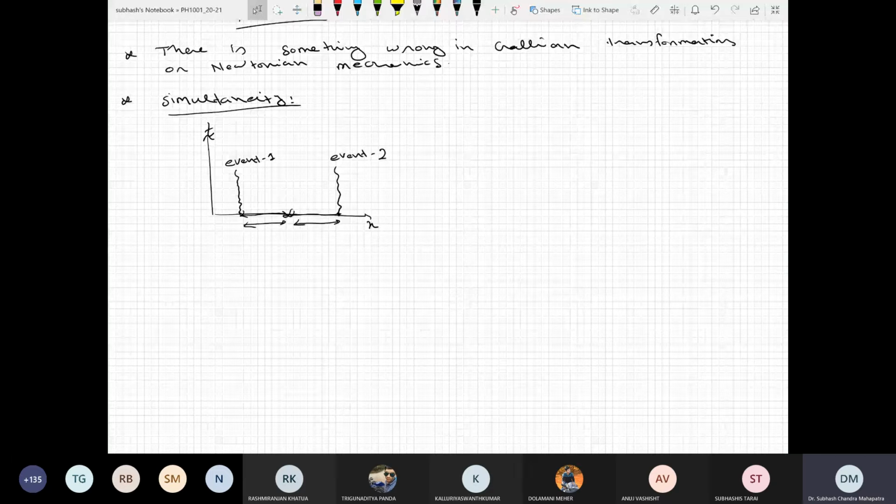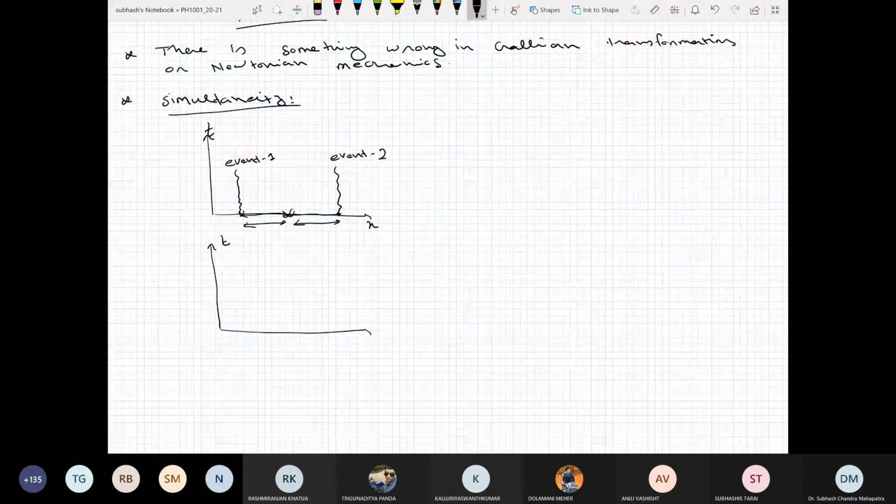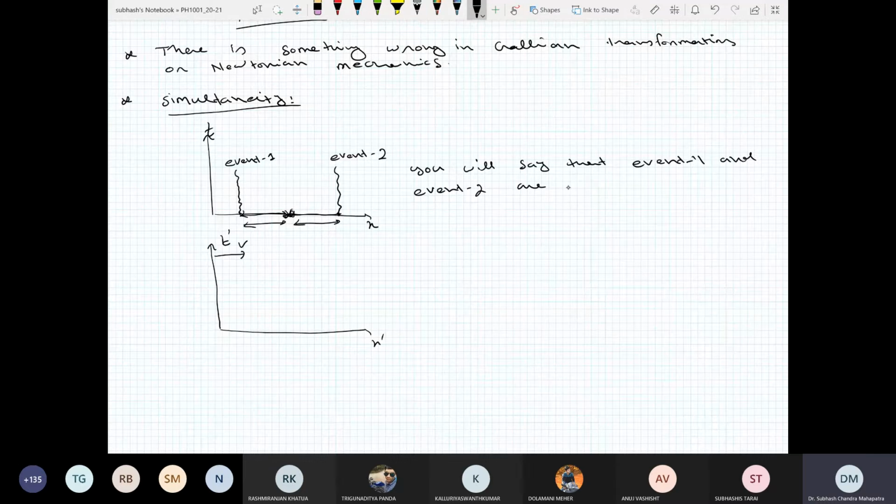Now let's analyze the same events with respect to an observer, let's say me, who is moving with velocity v with respect to you. What will happen? The observer you will say that event 1 and event 2 are simultaneous.